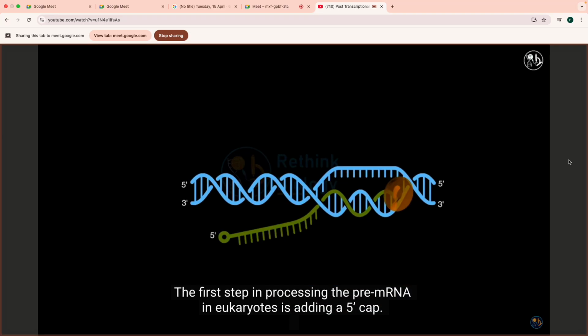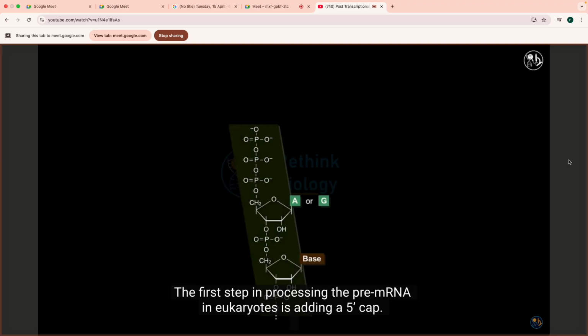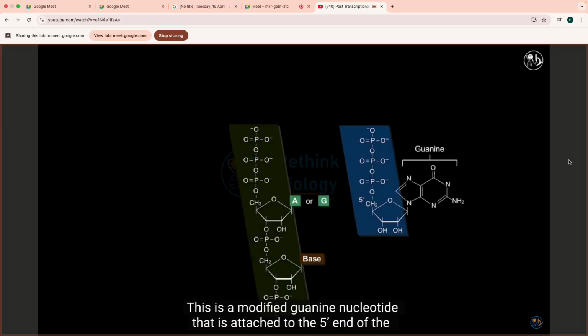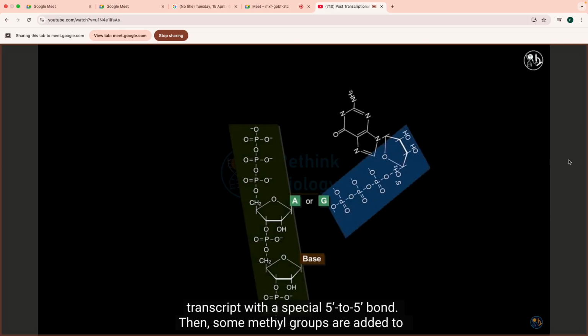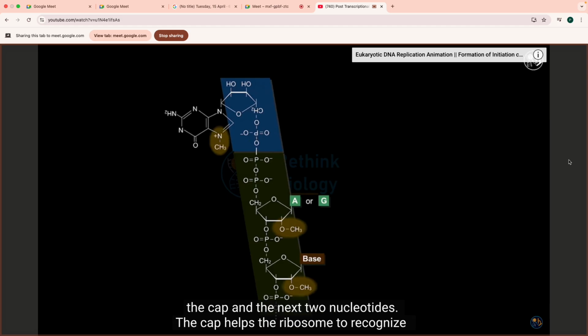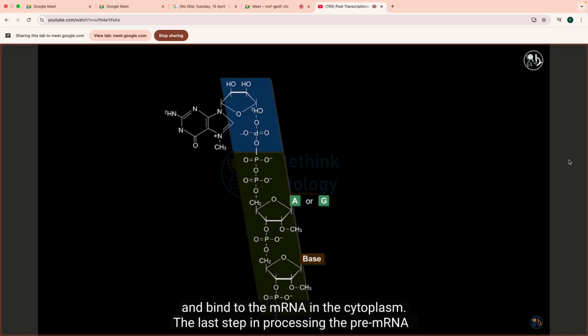The first step in processing the pre-mRNA in eukaryotes is adding a 5' cap. This is a modified guanine nucleotide that is attached to the 5' end of the transcript with a special 5' to 5' bond. Then some methyl groups are added to the cap and the next two nucleotides. The cap helps the ribosome to recognize and bind to the mRNA in the cytoplasm.